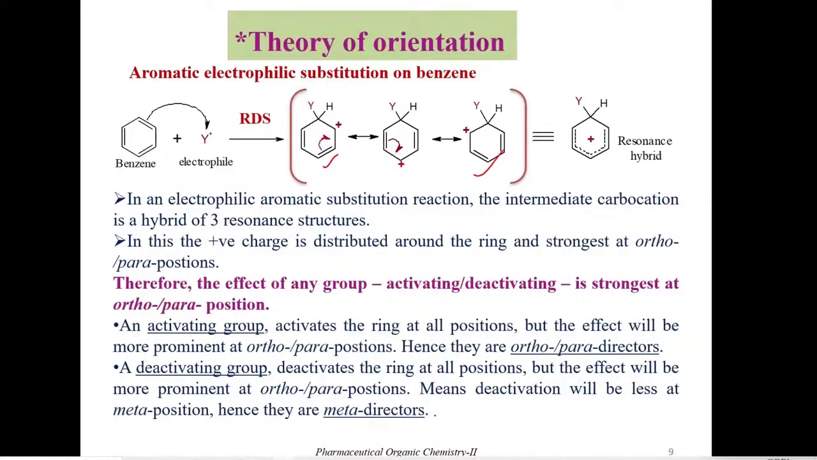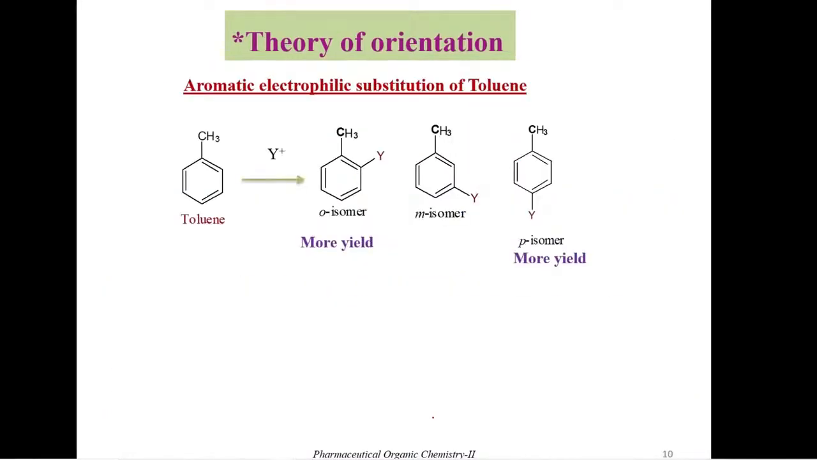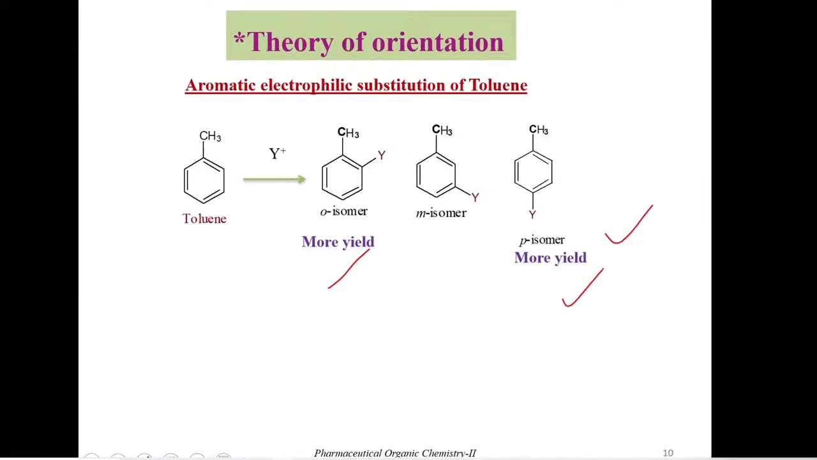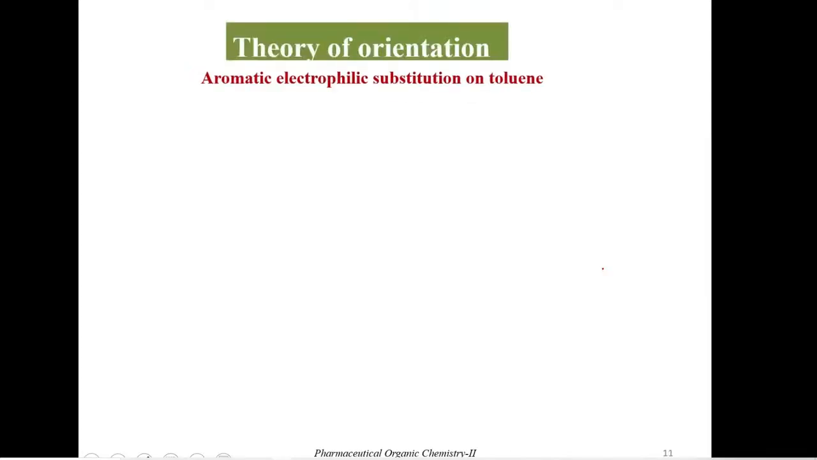Now that we understood why activating groups are ortho-para directors and deactivating groups are majorly meta directors, let us consider the same two examples. So toluene, upon aromatic electrophilic substitution reaction, gives major yields of ortho isomer and para isomer. It is because the resulting carbocations in ortho attack and para attack are highly stable. To understand this, let us consider the resonance structures of the resulting carbocation in each of ortho attack, meta attack and para attack.